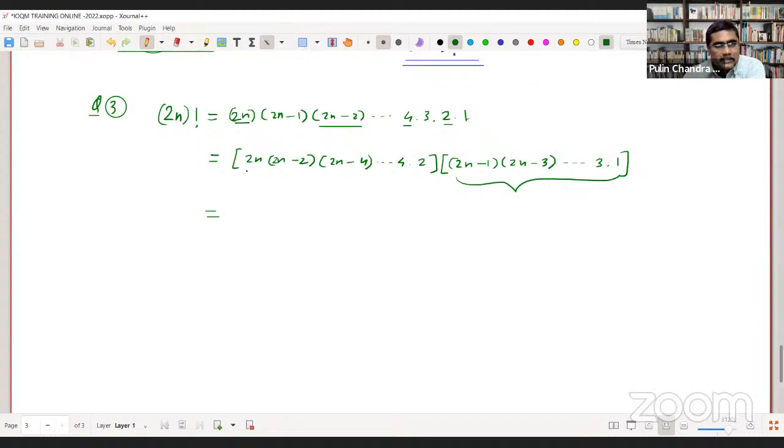We will try to take 2 from here because each of these numbers is even, we are sure. Can anyone say how many numbers are multiplied here? How many numbers are there? Twice n into twice n - 2, twice n - 4, how many numbers are multiplied here? It will be n numbers, n natural numbers. Since we have taken the product of that many numbers, how many will there be here?